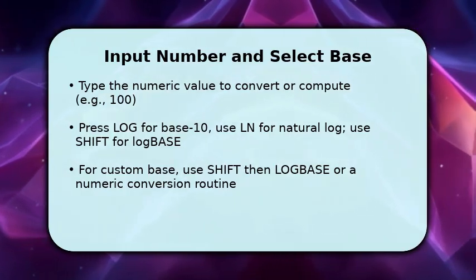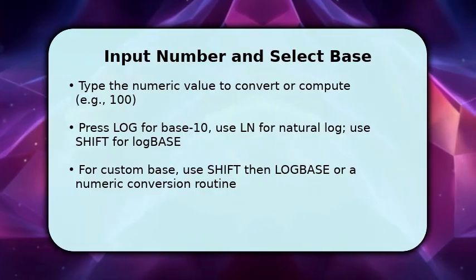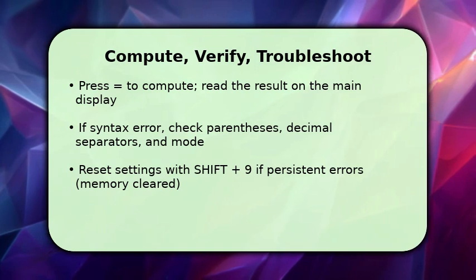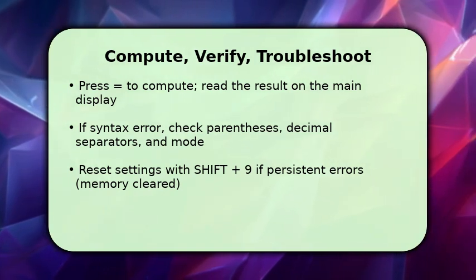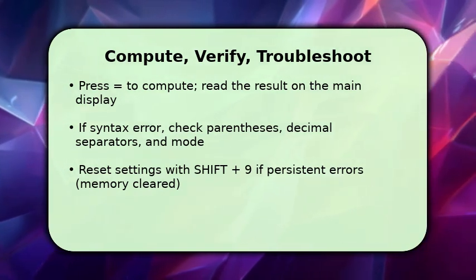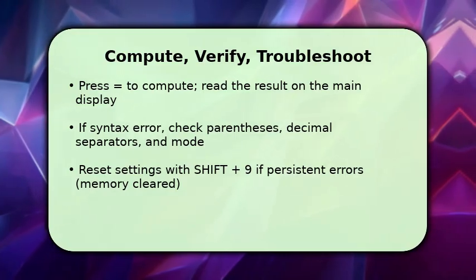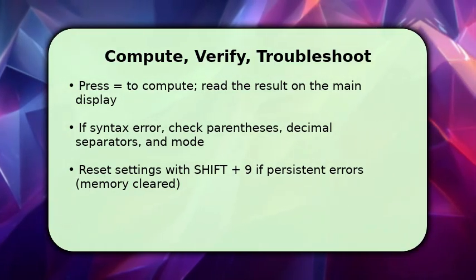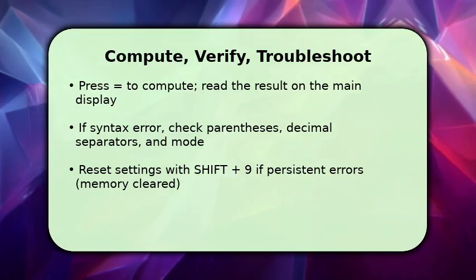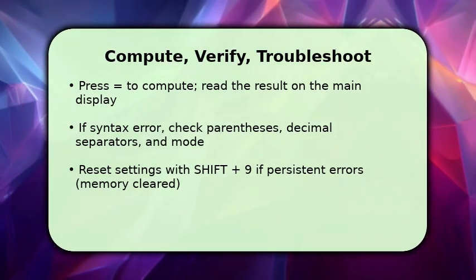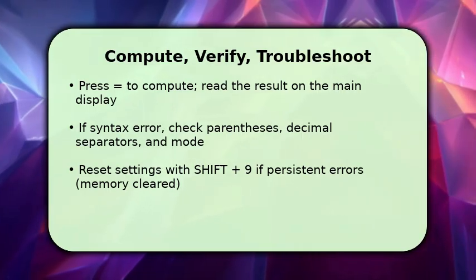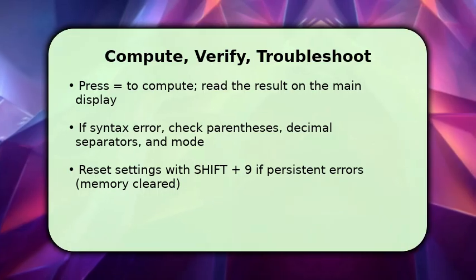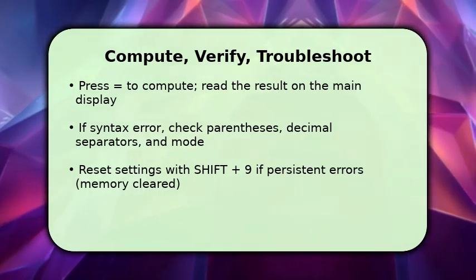Press equals to compute the log and read the result. You should see a numerical value on the main line. If the result looks wrong or you get an error, check parentheses, decimal separator, and whether you accidentally left the calculator in complex or statistical mode. Those modes change behavior. If problems persist, reset to default with the reset key sequence, but note this clears memory. Finally, re-enter a simple test like log 100 to confirm correct operation.